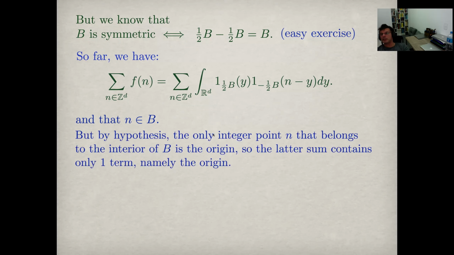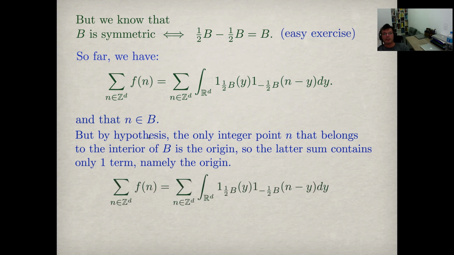Okay, so let's see what's next. By hypothesis, though, the only integer point n that belongs to the interior of B is the origin. And so we see that n is in B, but n has to be the origin because those are the only integer points in B. And so n is the origin, and therefore in this integral we plug in n equals 0, and we get this line on the bottom.